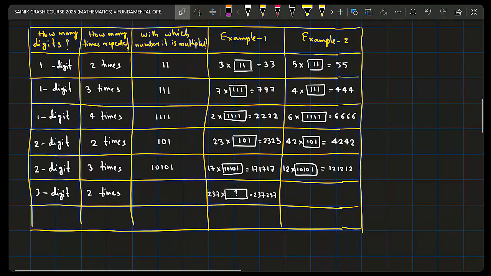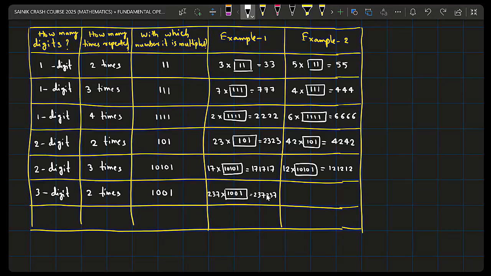1001. Come again? So 1001. Yes, it's not 101, it is 1001. Okay, a 0 will be extra. So you can check this: if you multiply 237 by a number like 1001, then 237 will be repeated two times.